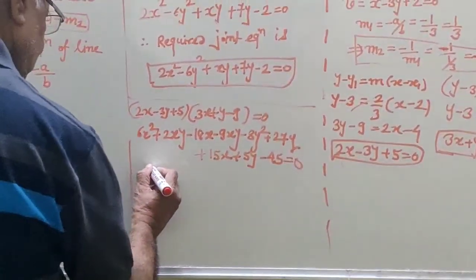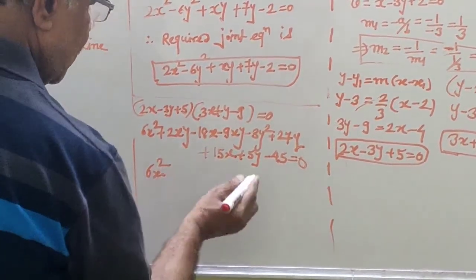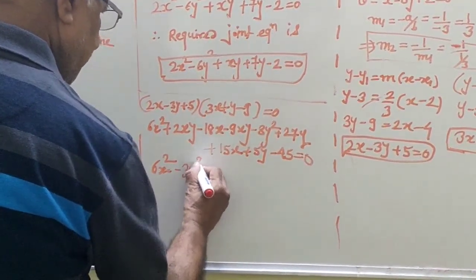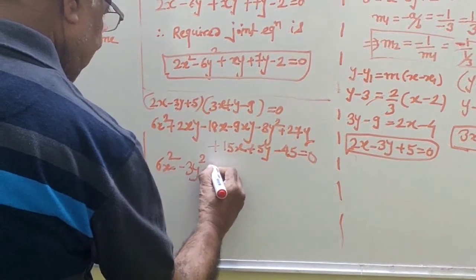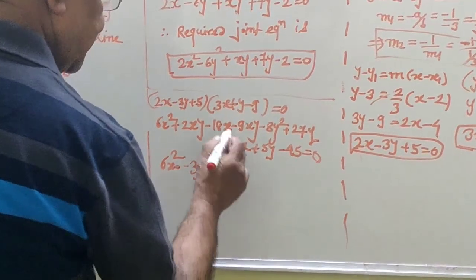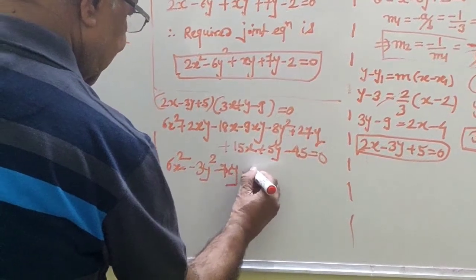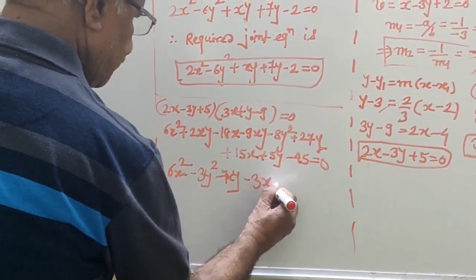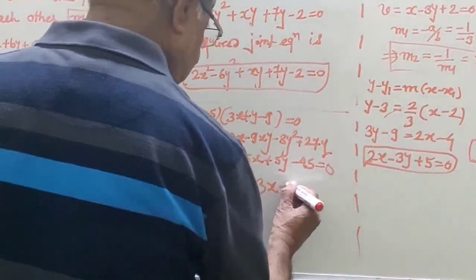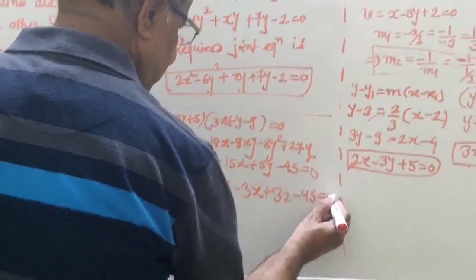Now the standard equation of this line is 6x square minus 3y square, minus 7xy. This is my 18x and 15x, which means minus 3x. This is 5y and 27y, that is 32y, minus 45 is the required equation.